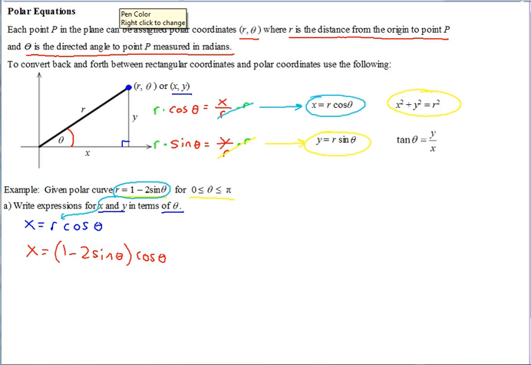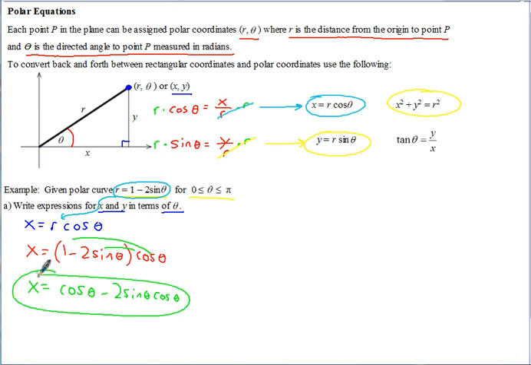If you want to simplify that, you could distribute out the cosine. So you could write x equals 1 times cosine theta, which is cosine theta, minus 2 sine theta times cosine theta. So either way is correct. This one might be a little simpler to work with depending on what you're trying to do.